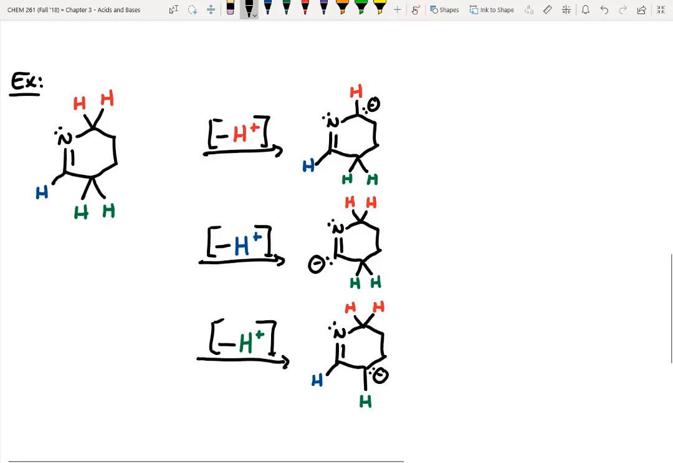Resonance. So let's try to find resonance structures. For example, I've got this negative charge. Can I form a pi bond right there?